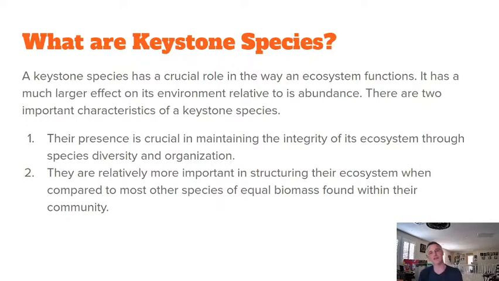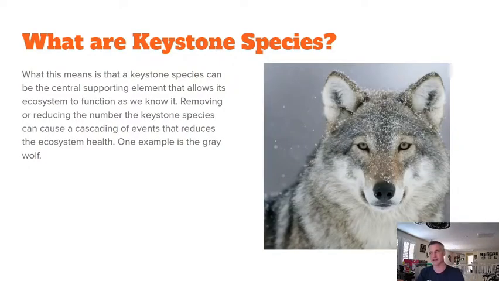Okay. So a keystone species has a crucial role in the way an ecosystem functions. It has a much larger effect on its environment relative to its abundance. So there's two important characteristics that kind of determine if an organism is a keystone species. First, their presence is crucial in maintaining the integrity of the ecosystem through species diversity and organization. And they are relatively more important in structuring their ecosystem when compared to most other species of equal biomass found within their community. So let's look at an example of this. And one huge example is the gray wolf.